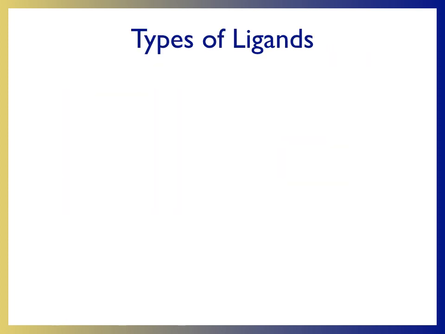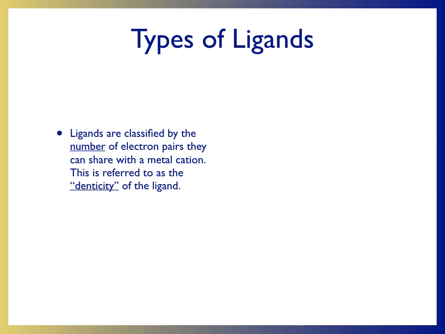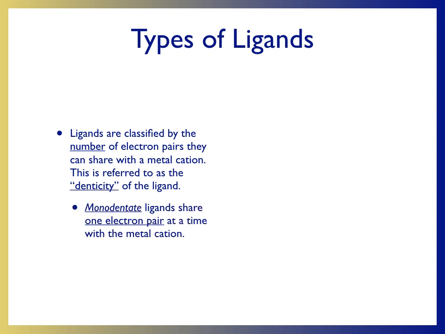There are many types of ligands that can form electron acceptor-donor pairs with the metal cation. We classify these ligands based on the number of electron pairs that can be shared at one time with the metal. This is known as the denticity, or toothiness, of the ligand. Basically, the denticity refers to the number of pairs of electrons that are shared. The most simple type of ligand are monodentate ligands. These share only one pair of electrons at a time with the metal cation.